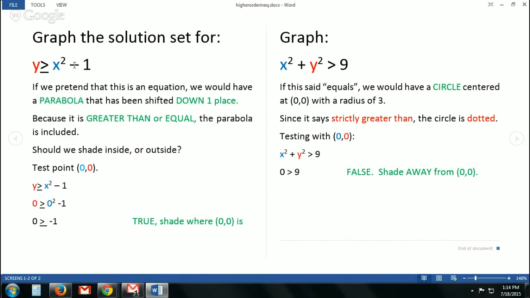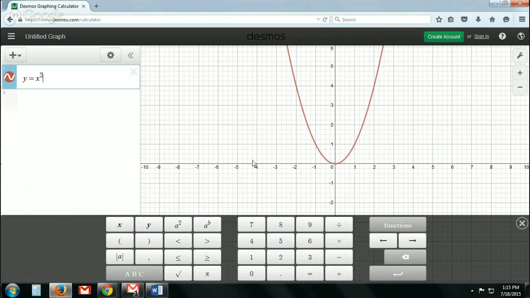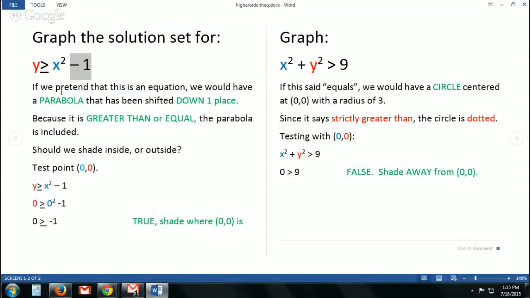The minus 1 back at the back, remember, shifts x squared down by 1 place. So the picture that we're looking at, if this is how x squared looks, if we put minus 1 back at the back, that would shift the picture down by 1 place. And here is the parabola if it was an equation. It wasn't an equation, though. It was a greater than or equal to.